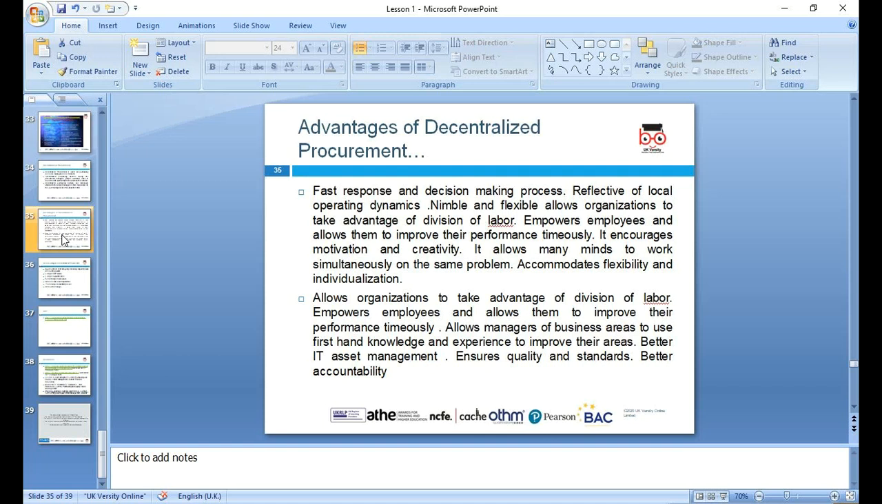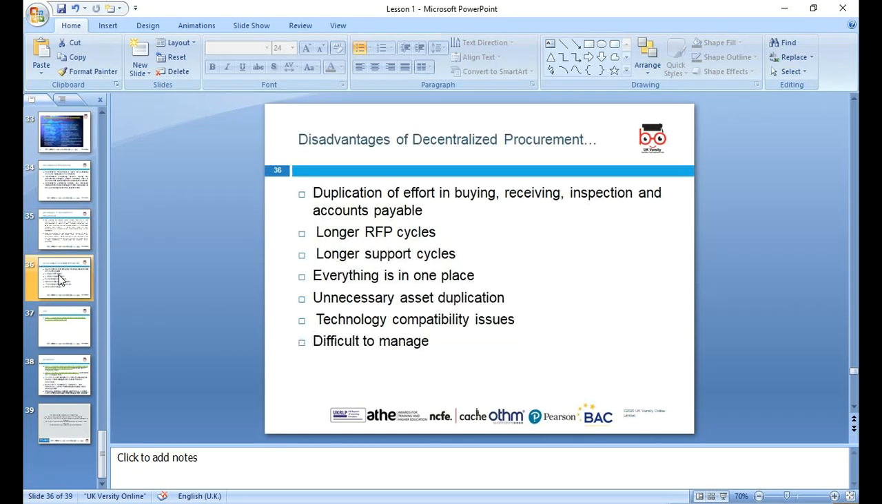So fast response is possible with decentralized procurement, because you are not sending everything to the head office, and it is reflective of the local operating dynamics. It can be flexible and has more advantages. We can empower employees as well, and allow the organization to take advantage. These are all the advantages of decentralized procurement.